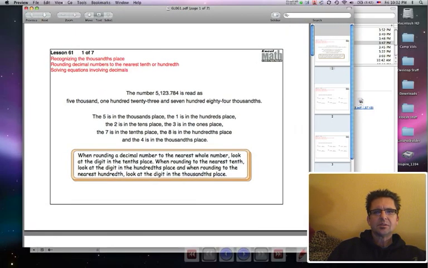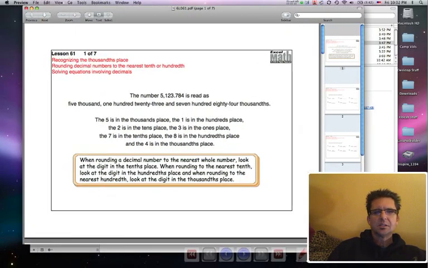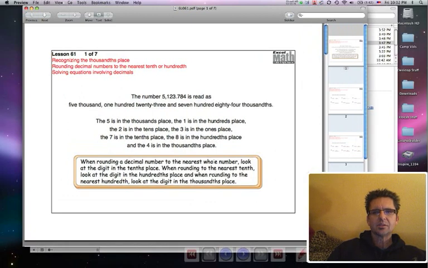All right, this is lesson 61 for 6th grade Excel. We're going to be learning about recognizing the thousandths place, rounding decimal numbers to the nearest tenth or hundredth, and solving equations involving decimals. So we start at the beginning of the lesson. You might want to look on your paper instead of looking here on the screen. It's kind of small, I know.